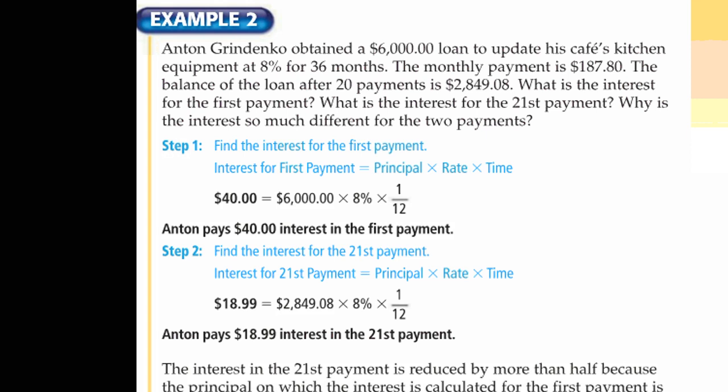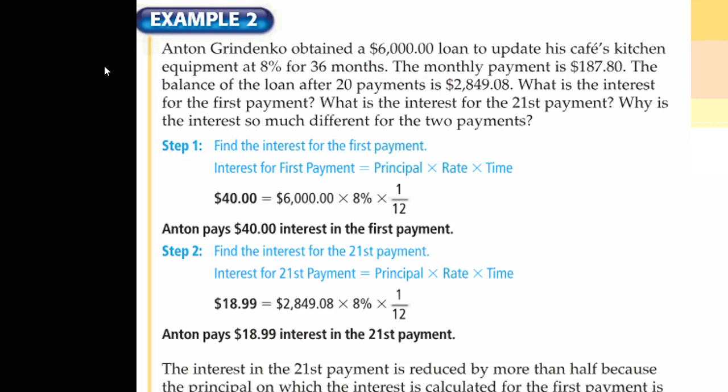Let's talk over this example too. I just hopped right into the other example and I didn't go over it, so I'll go over this example with you. Anton Grudenko got a $6,000 loan for 8% for 36 months. The monthly payment is $187.80. The balance of the loan after 20 payments is $2,849.08. What is the interest for the first payment, and what is the interest for the 21st payment?